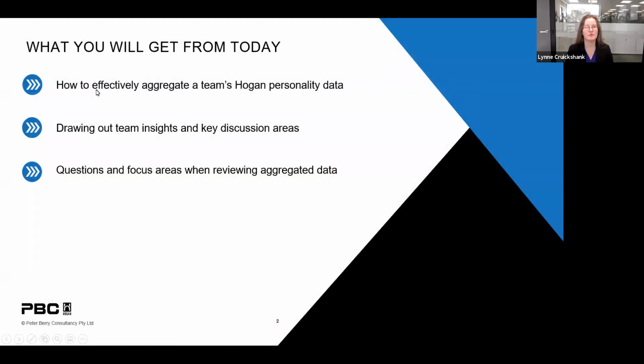In terms of what we will be covering today, we are going to look at some of the options that are available when it comes to aggregating a team's personality data. And the majority of the time, we're really going to spend looking at how to draw out those key insights about the team and what may be some of the key discussion areas that we want to focus on when looking at the results, and sharing some different questions and focus areas that we may want to think about when we're reviewing the aggregated data as well.